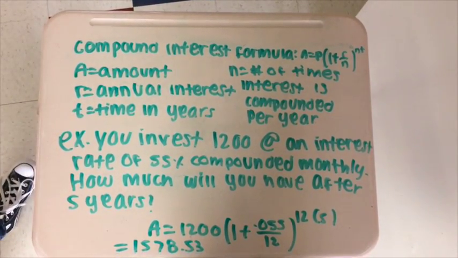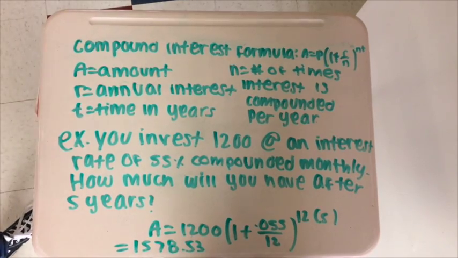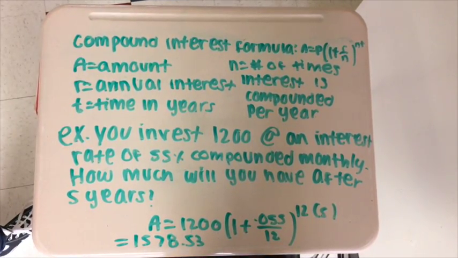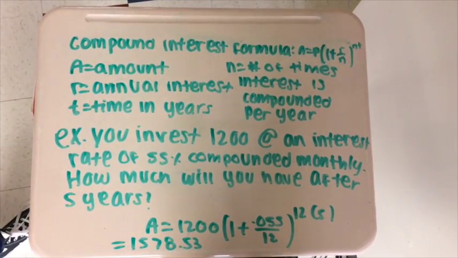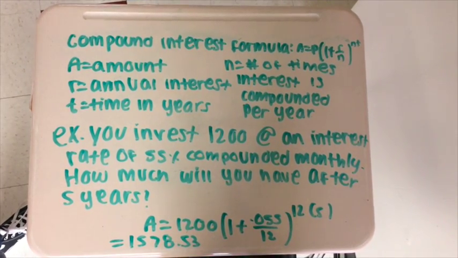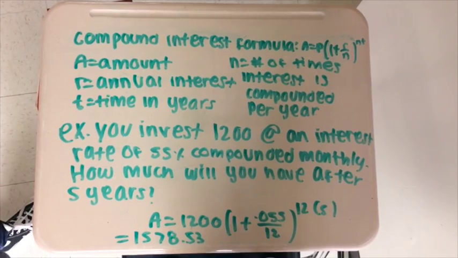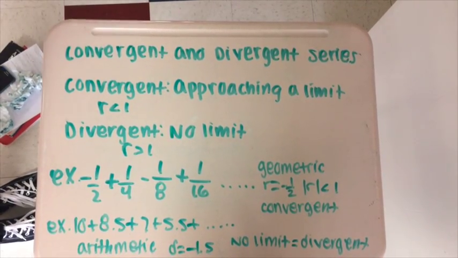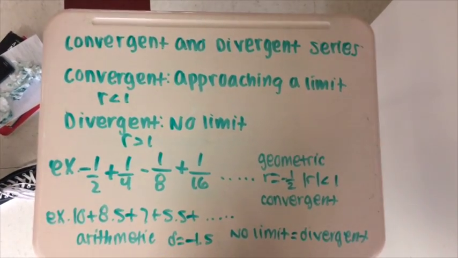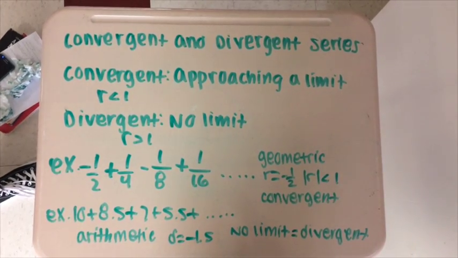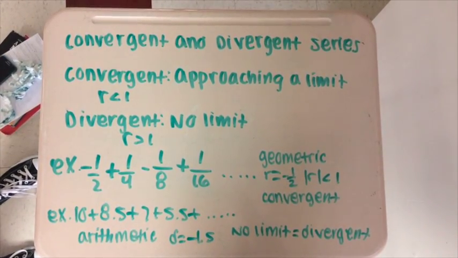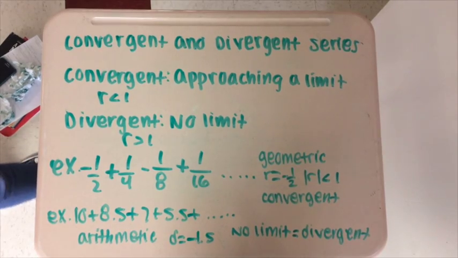So you plug it in, so A is equal to 1,200(1 + 0.055/12)^(12 times 5), which is 1,578.53. Our next section is convergent and divergent series. Convergent series approach a limit, and 1 is greater than r. Divergent series have no limit, and r is greater than 1.